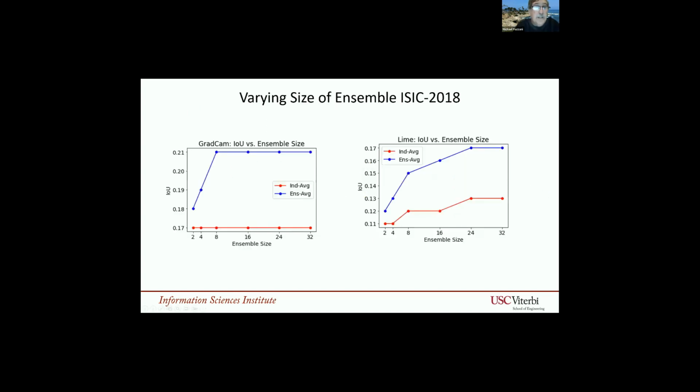Another experiment we ran was to look at the size of the ensemble. So starting with 2 different networks and then increasing it up to 32. And what we often find in this is diminishing returns. After a while, somewhere between 8 and 10 units, you get diminishing returns. And this uses 2 different algorithms. We're doing this with GradCam and Lime. And again, in each case, you do find this leveling off at the end.